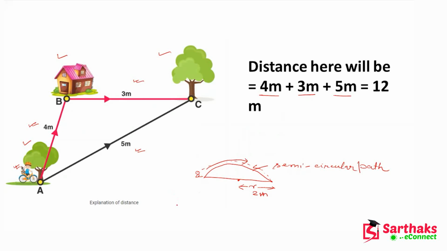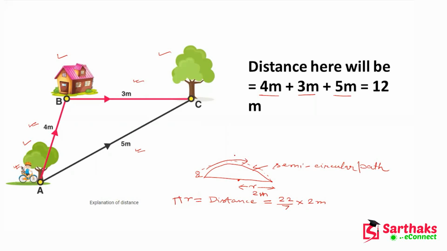So this is a semicircular path. For the semicircular path, pi r is the distance. This much distance will be covered by the person. So pi, you know, is 22/7, and r will be your 2 meter. So this will be the result, the distance that he or she has covered, right?